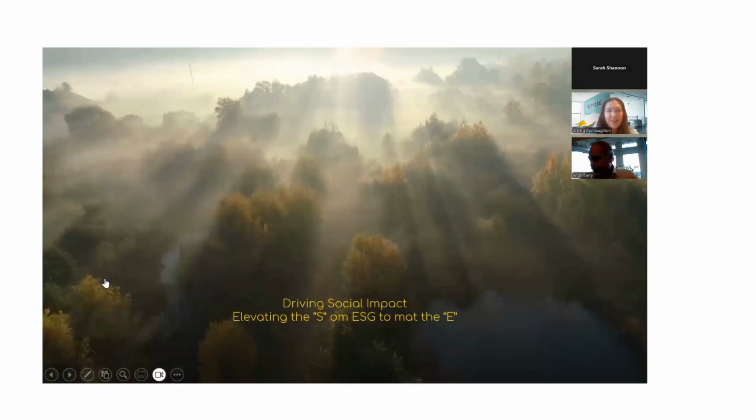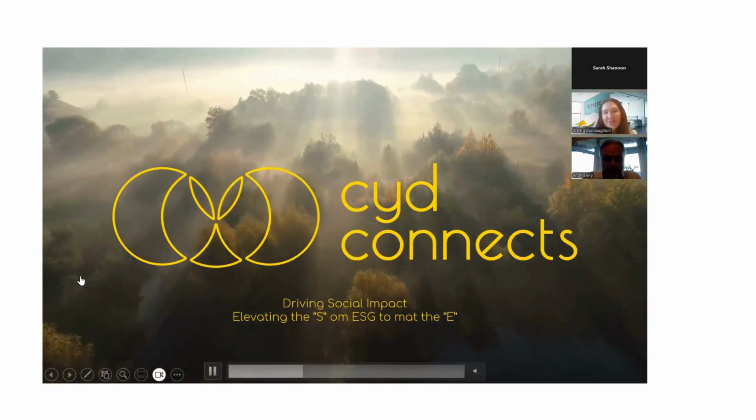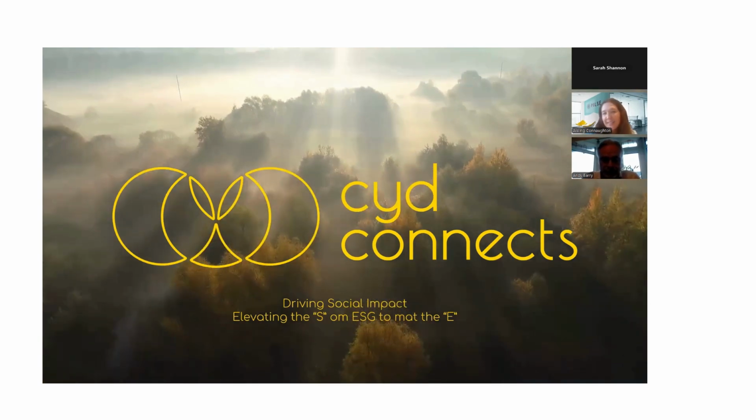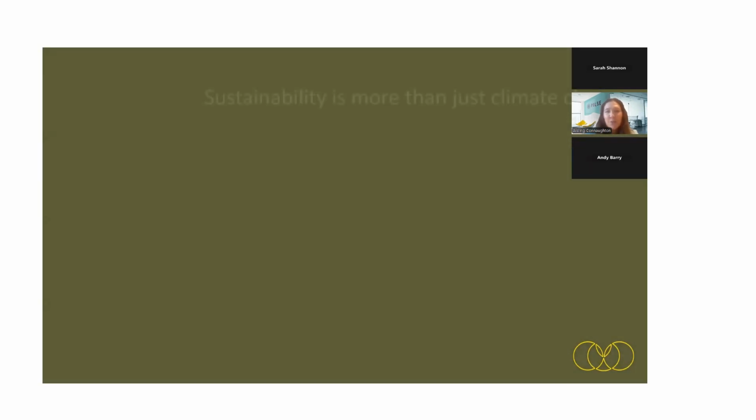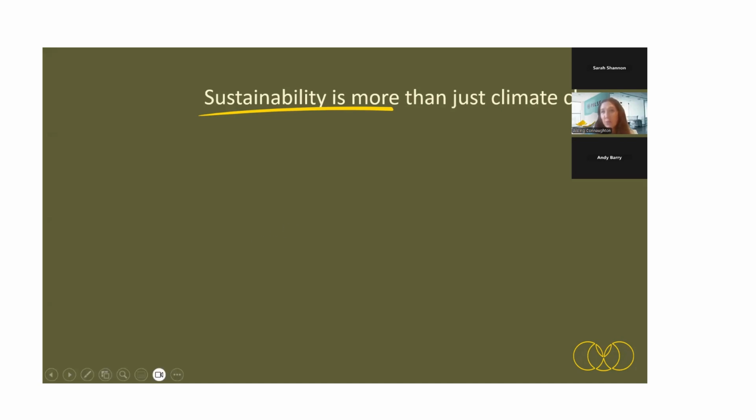And we are going to be talking around, like Andy said, driving social impact. So elevating the S in ESG to meet the E. One of the questions that always comes up is, how important is the S when it comes to ESG? And what does diversity, equity, and inclusion have to do with the climate crisis? Sustainability is so much more than just the climate crisis.